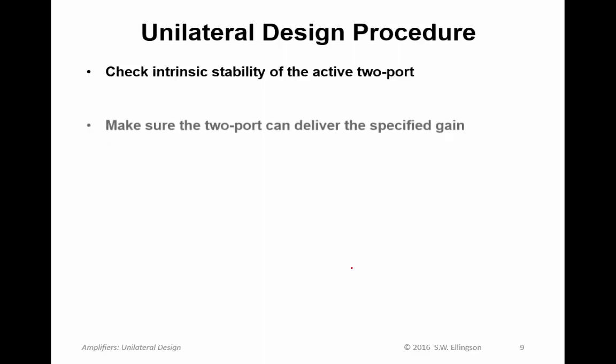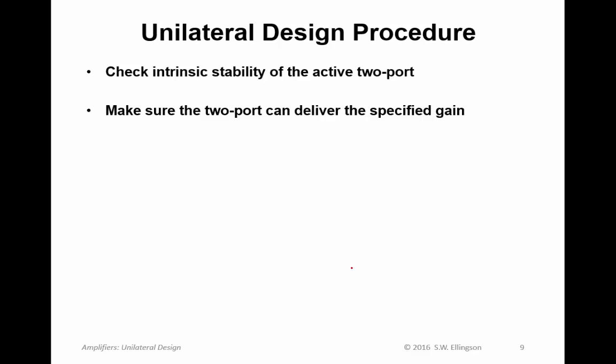So here's a unilateral design procedure. First, check the intrinsic stability of the active two-port. This is exactly the same considerations we had for the available gain technique and the operating gain technique. So check for unconditional stability first. If it's not unconditionally stable, I would suggest not using this technique. Make sure the two-port can deliver the specified gain. Once again, there's no point in trying to achieve a design in which the specified gain is greater than the maximum gain, in this case, the maximum unilateral transducer gain.